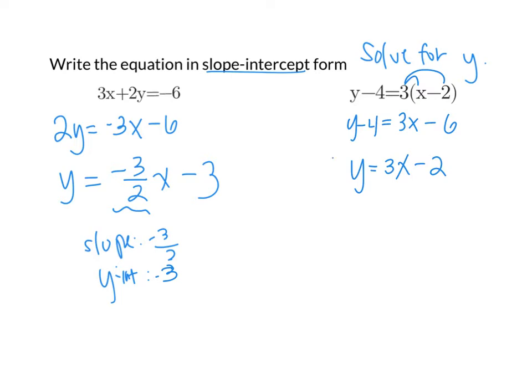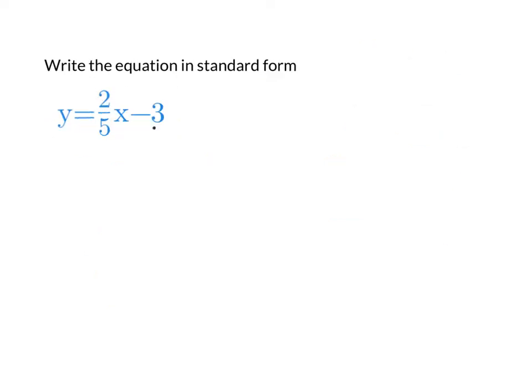This one's easy now. If I wanted to identify my slope and y-intercept, my slope would be 3, my y-intercept would be negative 2. But if I was just told to write the equation in slope-intercept form, this would be my final answer. Well, now we're going to be looking at converting to standard form.